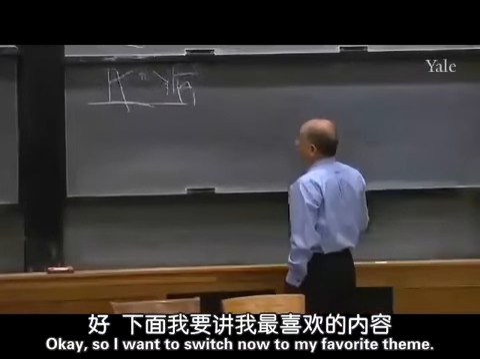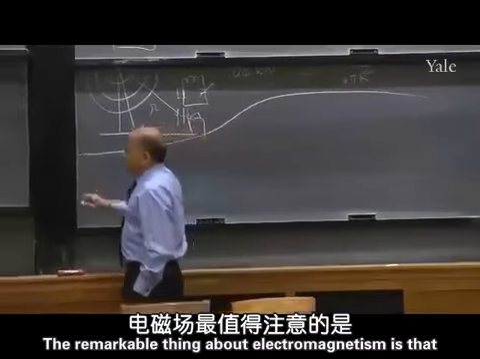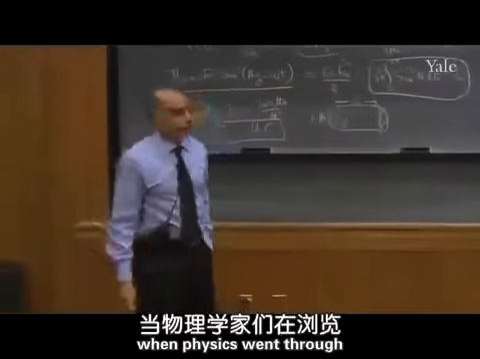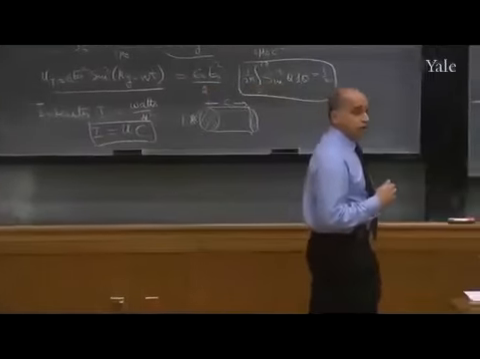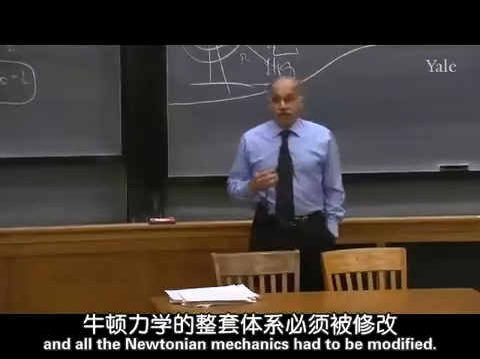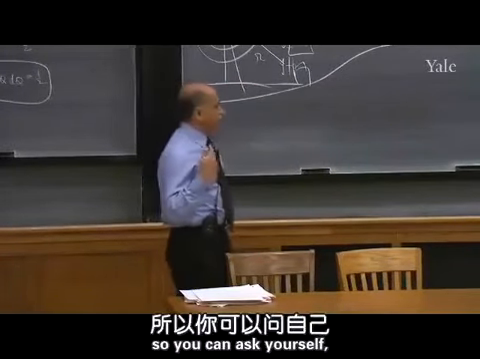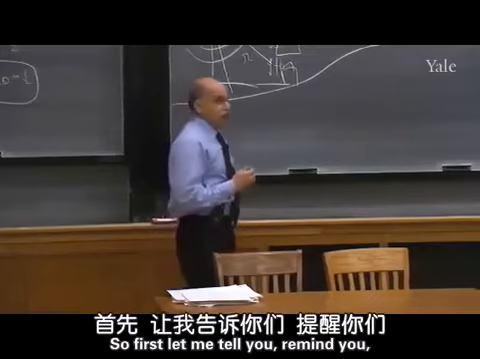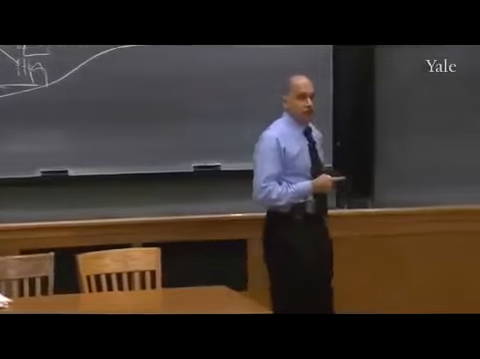Okay, so I want to switch now to my favorite theme. The remarkable thing about electromagnetism is that you can ask what happened when physics went through Einstein's revolution with special relativity. We know everything changed after Einstein, and all the Newtonian mechanics had to be modified. And so far, I never mentioned the word relativity, so you can ask yourself, how are these modified by Einstein's work? So first, let me remind you, now you guys did relativity last term, right?